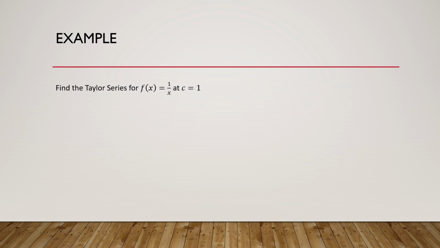In this next example, let's find the Taylor series for f of x equal to 1 over x at c equals 1. Again, we will start with the Taylor series format, then take the derivatives. With f of x equal to 1 over x, f of 1 equals 1. The first derivative of 1 over x is negative 1 over x squared. The first derivative of f at 1 will then be negative 1.